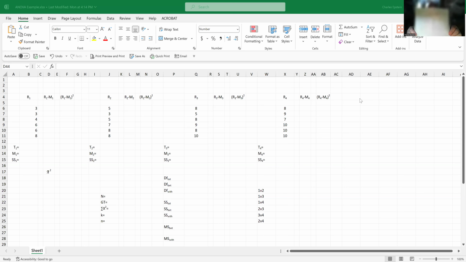I don't know if you can see it, probably not, it's a little fuzzy, but it doesn't matter because you have it up on Brightspace. So let's go through it without further delay.